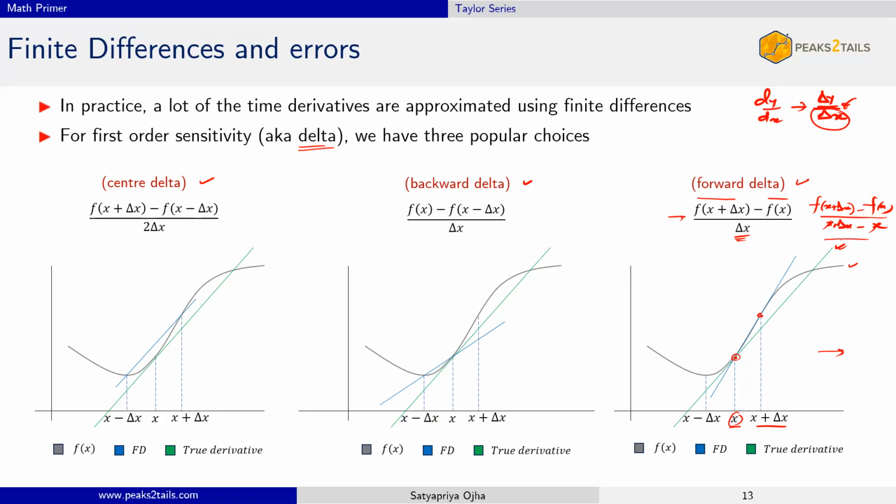Then you calculate just the slope, change in y by change in x. This is the change in y, and this is the change in x. Right, so this is the change in y, this is the change in x. If you take the ratio, it will be the slope of this line, the blue line. Okay, so that's the forward delta.